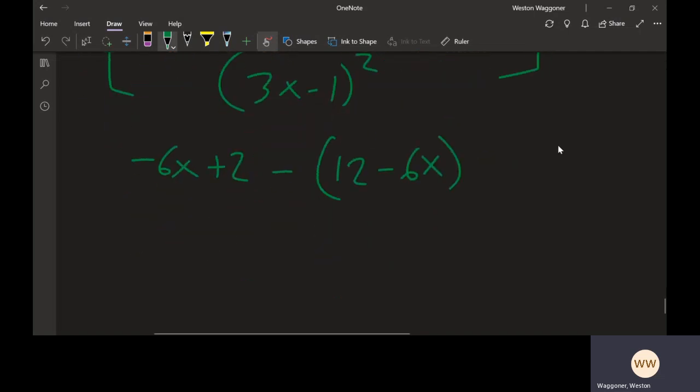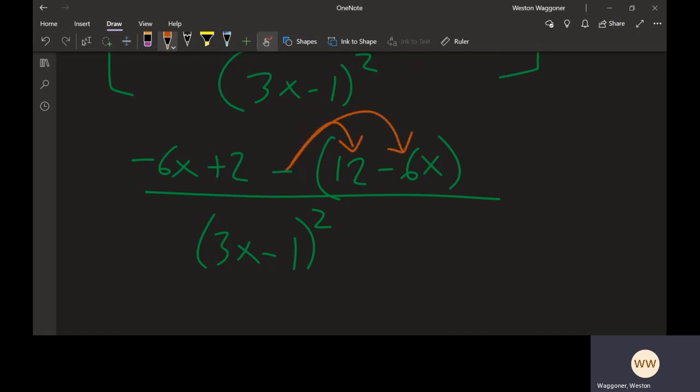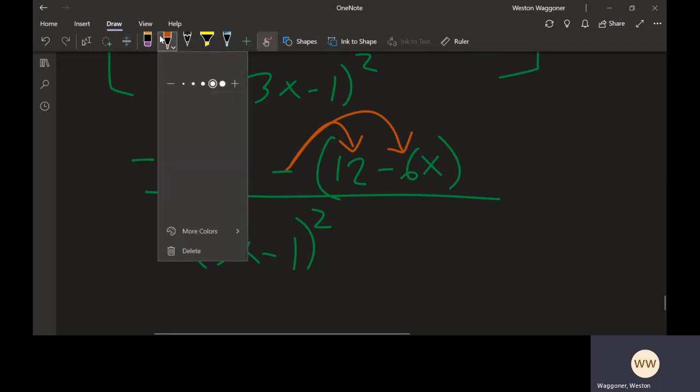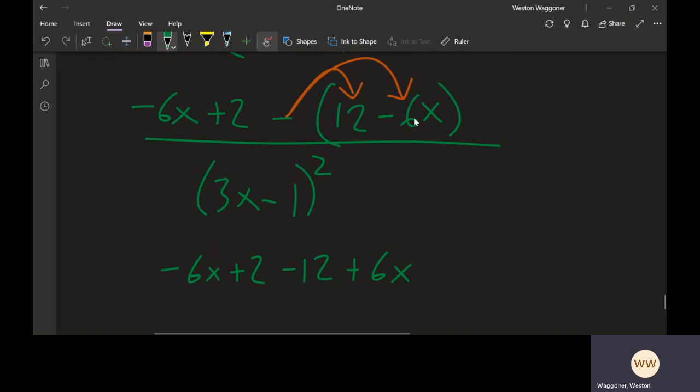Now if you can see, we're going to be able to simplify, and we always want to look to simplify, especially in calculus. So now I'm going to take this negative and distribute it to these two terms. We're going to be left with negative 6x plus 2 minus 12 plus 6x. That was nice how that worked out.